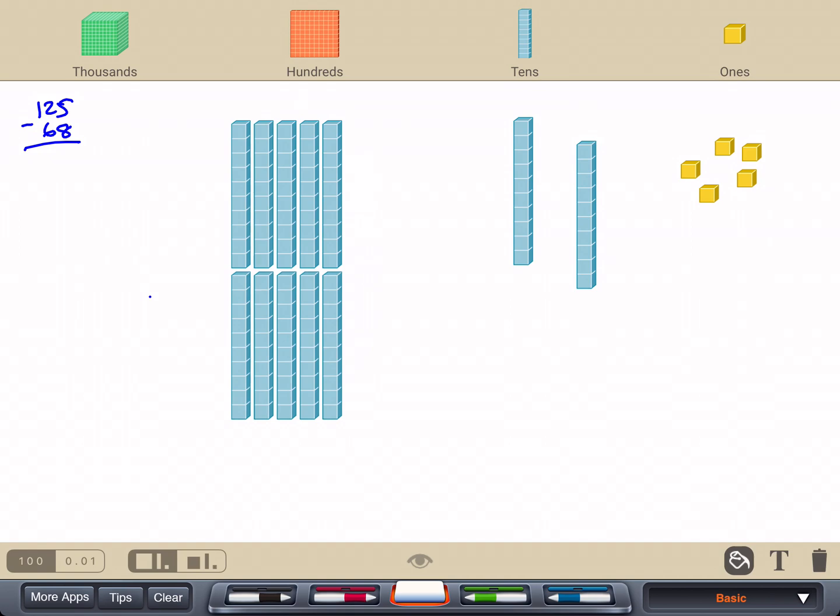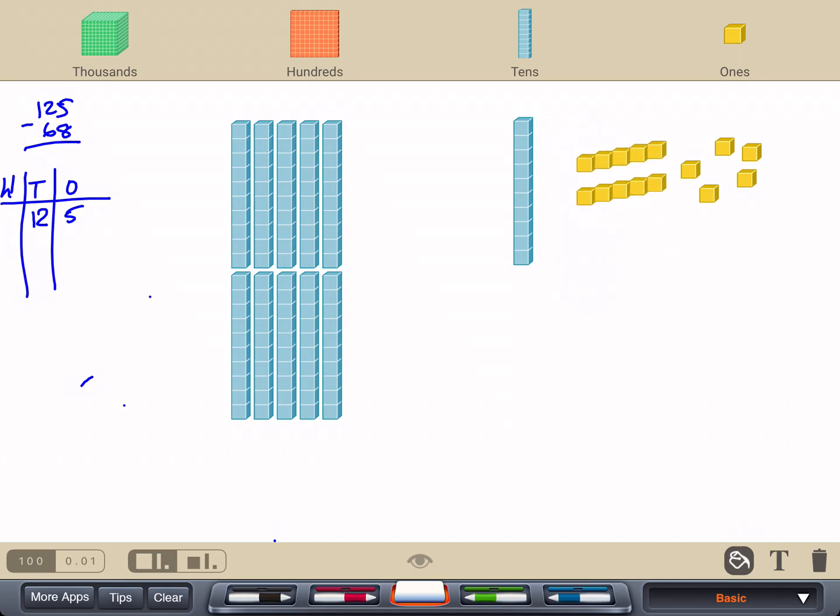Well, yes, we do. So what we did was we rewrote 125 as 12t5. If we're looking at place value, this is hundreds, tens, and ones. So 12t5 instead of 125. Now, can we take away 60? Yes, we can, but can we take away 8? We cannot. So let's rewrite that in a different way as well. So what we actually now have is 11t15. So we rewrote 125 as 11t15.